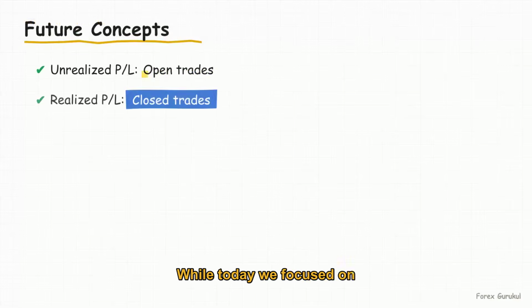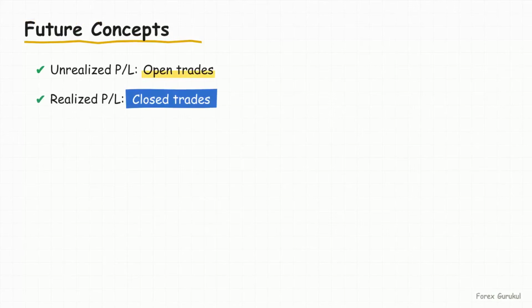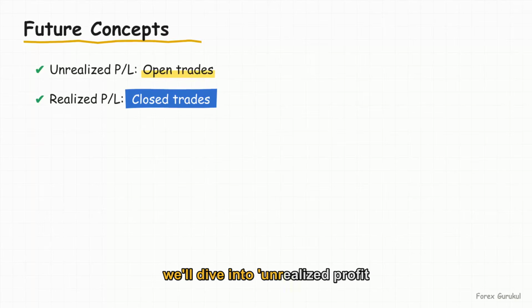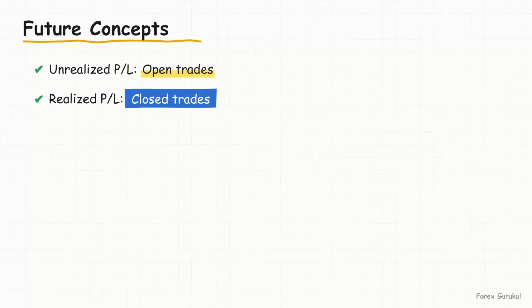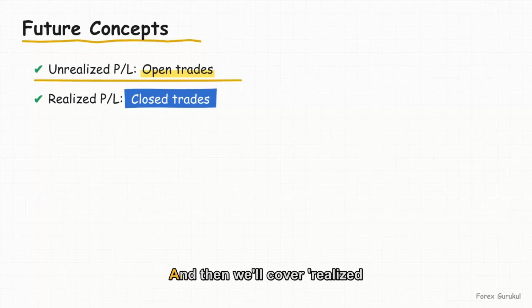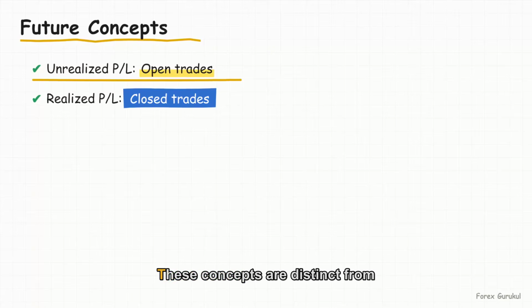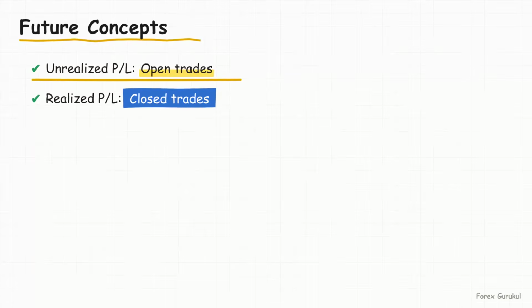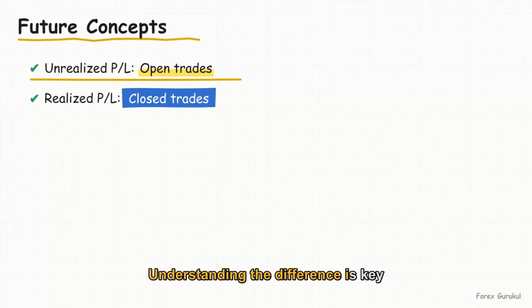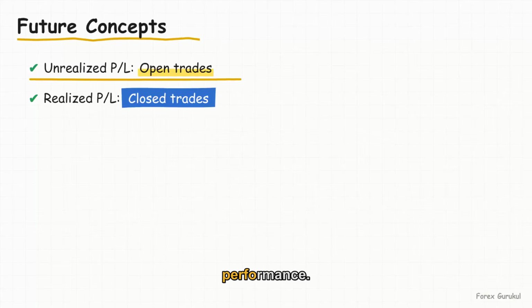While today we focused on the immediate impact of swap fees on your balance, it's important to differentiate them from your actual trade performance. In upcoming videos, we'll dive into unrealized profit and loss, which is the floating profit or loss on your open, currently active trades. And then we'll cover realized profit and loss, which is the actual profit or loss locked in once you've closed a trade. These concepts are distinct from swap, but all contribute to your overall account equity. Understanding the difference is key to truly evaluating your trading performance.